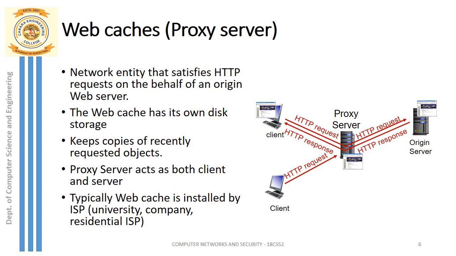Now an HTTP request is made from the client to the proxy server. Since the object was already stored in the proxy server when the client made a previous request, the request will be served directly by the proxy server instead of the origin server, because the requested object is already stored in the proxy server. Typically, a web cache is installed by an internet service provider, university or a company to serve the clients.